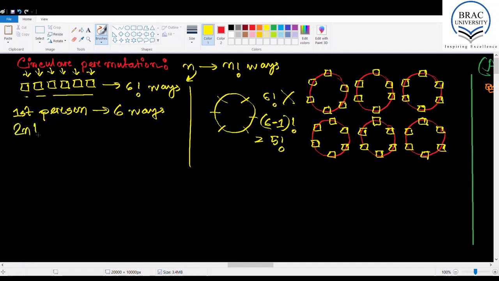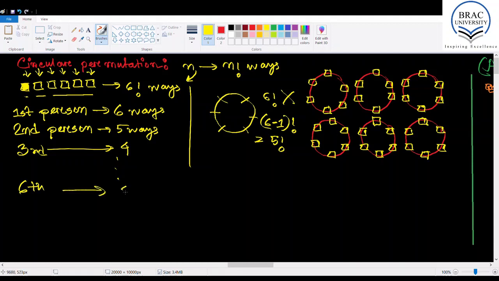So the second person, for the second person, there will be 5 different ways, right? How? Say the first seat is occupied by the first person, so there will be a total of 5 options left. Similarly, for the third person, there will be 4 and so on. For the sixth person, there will be only one way or one option, right? So how did we count that the first person has 6 different ways?